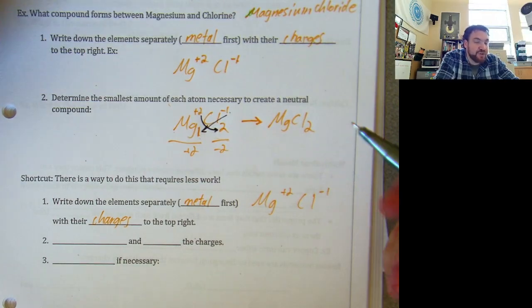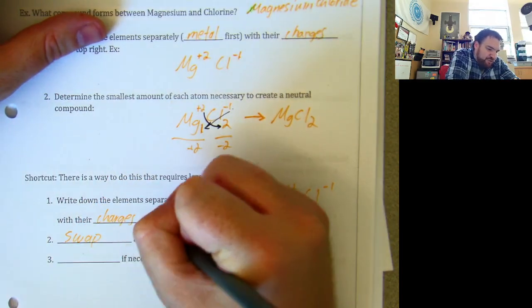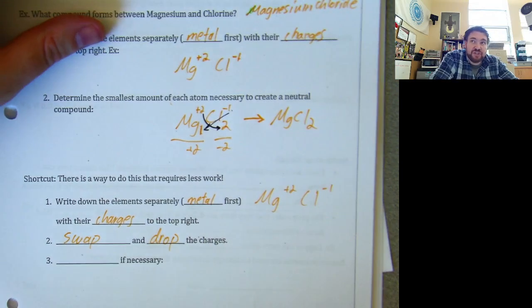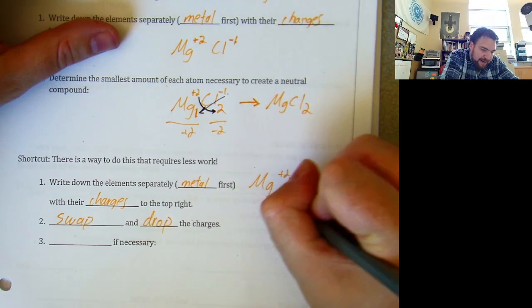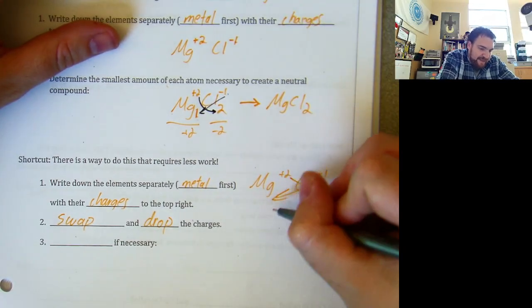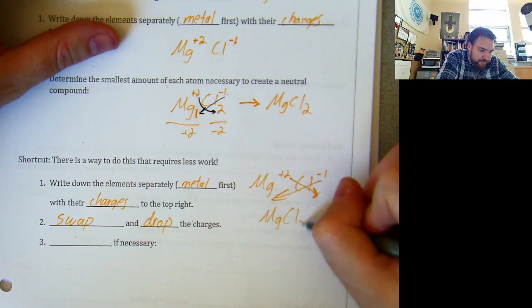And so then this is part of the shortcut. What we're going to do is swap and drop the charges. So to figure out what the formula is going to look like, I'm just going to take these two numbers, bam, bam. And then anywhere where there's a 1, we don't have to write it. This is just going to become MgCl2.